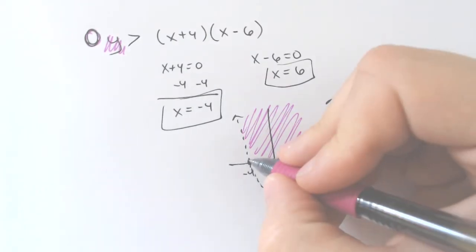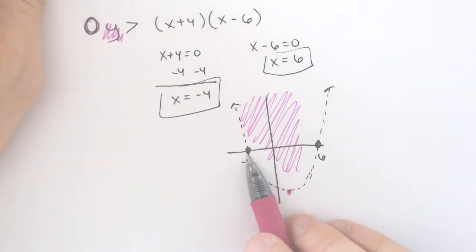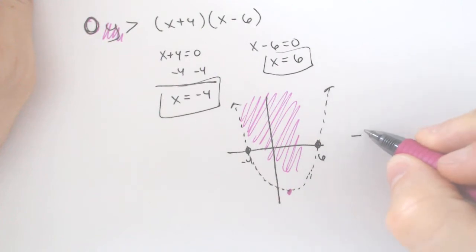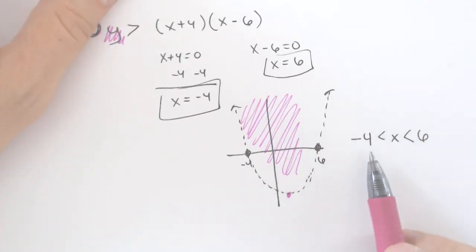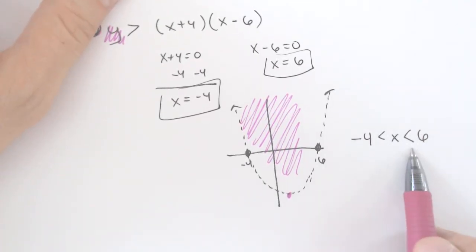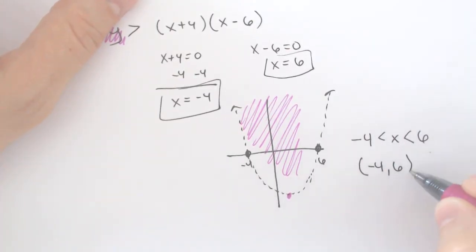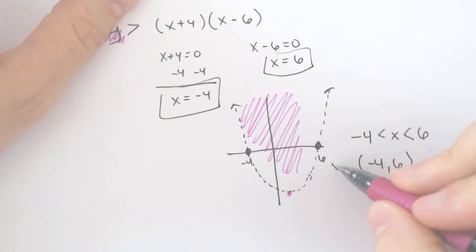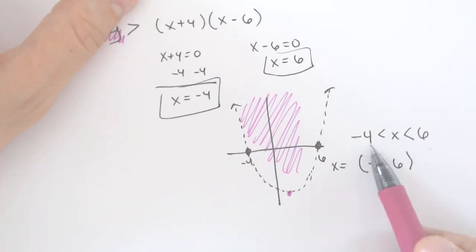But if you're solving, these two points are the points that matter. And you have to ask yourself, is the shading in between the arms or on the outside of the arms? And the shading in this case is in between the arms. And because the shading is in between the arms, the answer for x is going to be in between those two numbers, which means that it's going to be negative 4 less than x less than 6. Or you could also say from negative 4 to 6 would be the solution set for x. So x is in between negative 4 and 6.